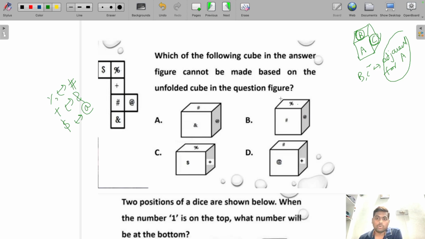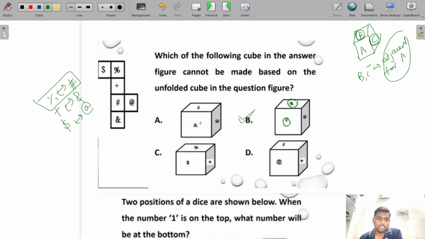If you see the second option, hash and percentage are given as adjacent. As I mentioned, opposites can never become adjacent. Hash and percentage are in opposite directions, but here they have given hash and percentage as adjacent, so this figure cannot be made. But there is another way to solve this question also.